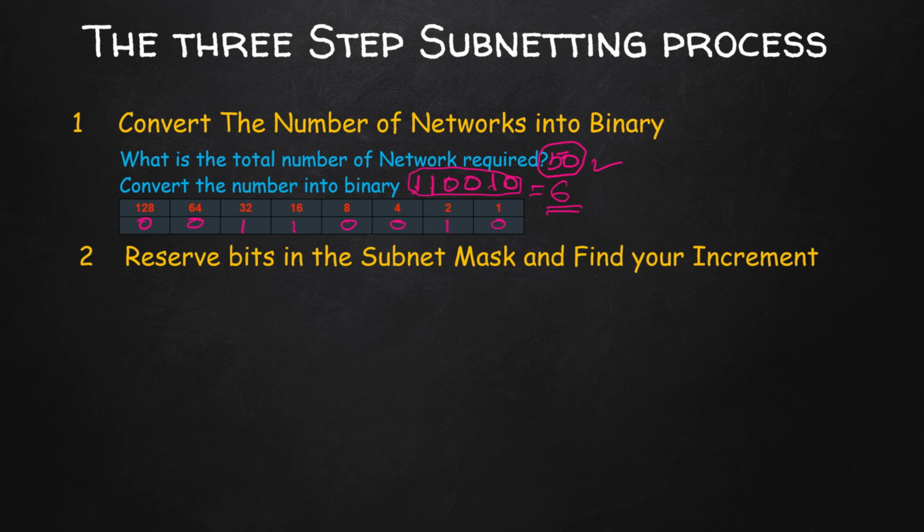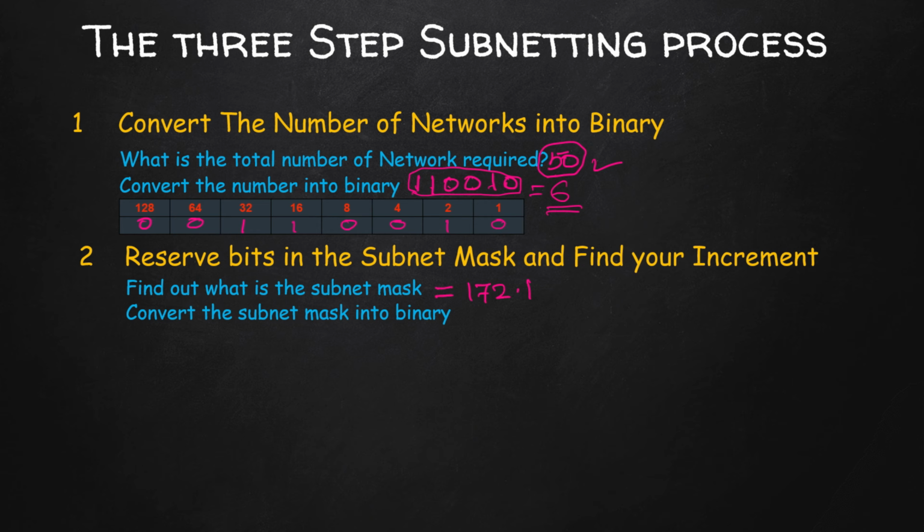Now let's go to point number 2: reserve bits in the subnet mask and find your increment. For that, first of all, find out what the subnet mask is, then convert the subnet mask into binary. So what is our subnet mask? First of all, what is our network provider? Our network is 172.16.0.0/16, and this 16 indicates the subnet mask. This is the CIDR format.